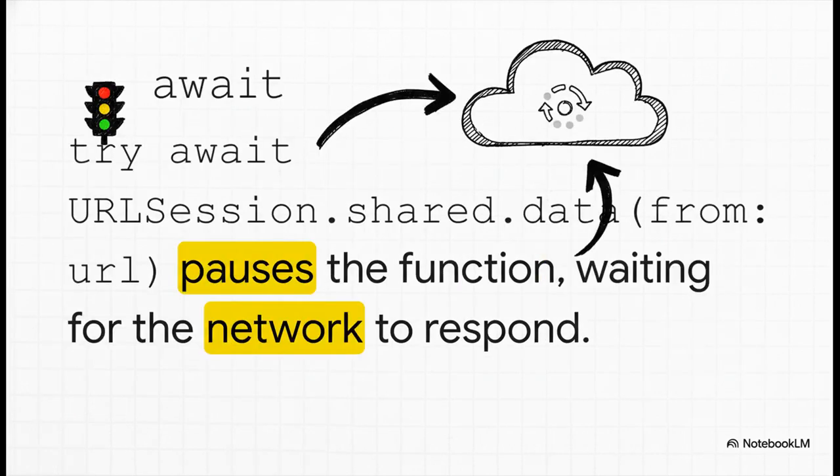Now, inside that function, you'd see a line just like this one. That try await part, that's the magic. The code literally pauses right there, lets the system go do other things so the app doesn't freeze, and just waits for the network to get back to it. As soon as that data arrives, boom, the function wakes up and continues on the very next line.